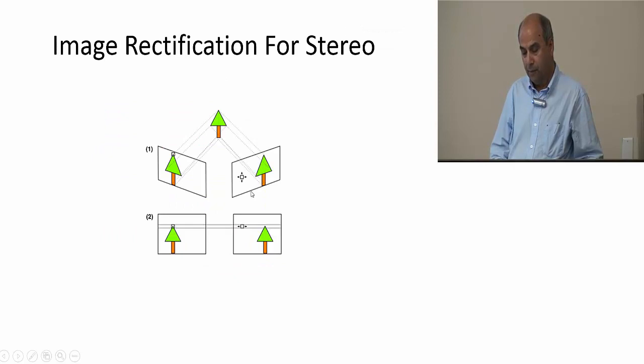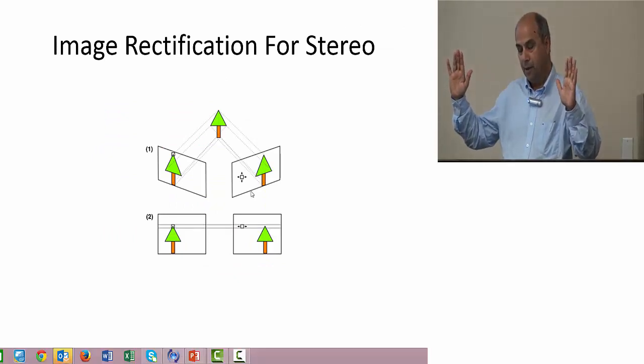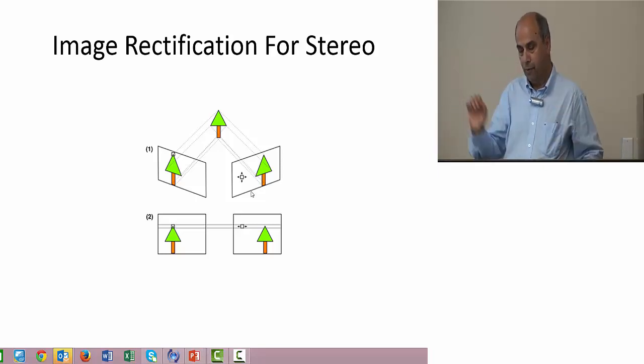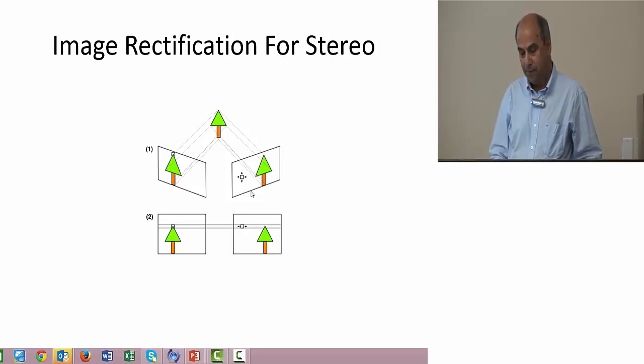This is the problem: you can take images from any different orientation, but you want to flatten them like this so that you can go from one row to exactly the same row and find the match.